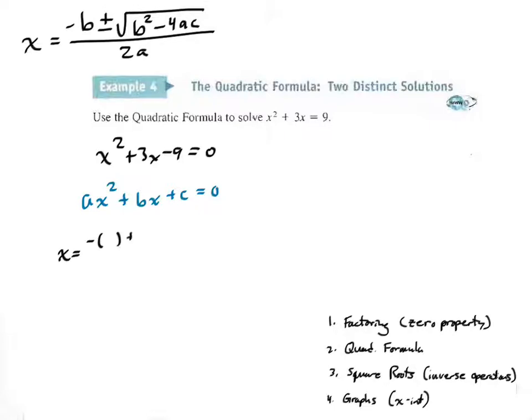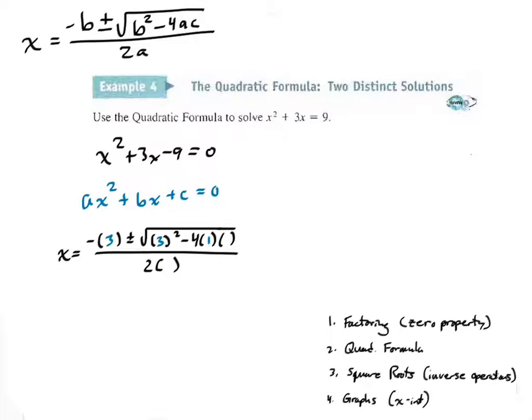So I have negative b plus or minus the square root of b squared minus 4ac, all over 2a. Now let's plug stuff in. What is the b? I need the b. It's 3. And then I put the b right here also. And then what about the a? The a is right here. The a is definitely a 1.